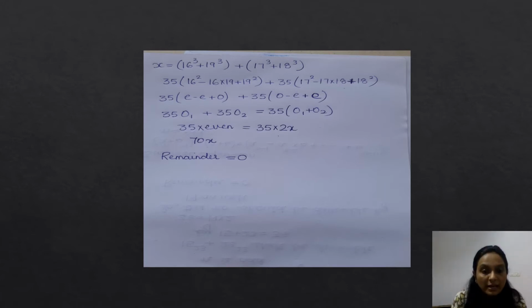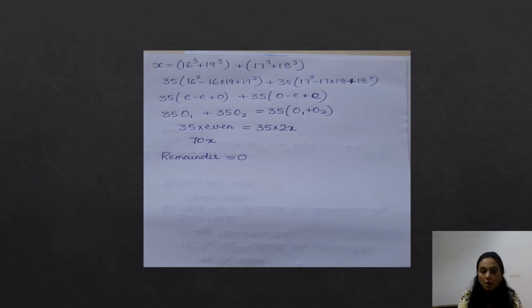So, I have not solved the entire expression. I will tell you why. 35, 16 square would be even. E represents even. Minus even into odd would be even. Plus odd square would be odd. Similarly, the second expression. So, we will get to see 35 into your first expression. Your even plus odd would be odd. Odd minus even would be odd. Therefore, 35 into odd number plus 35 into another odd number.